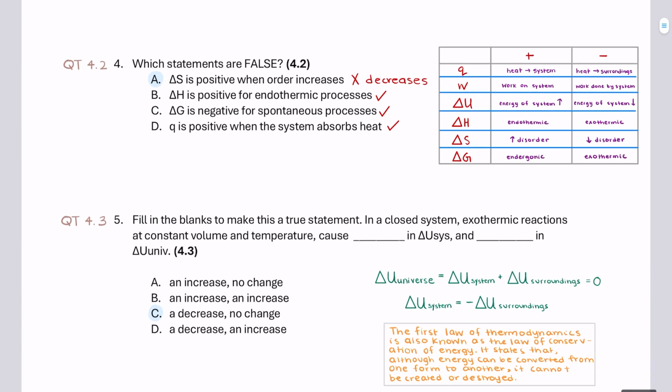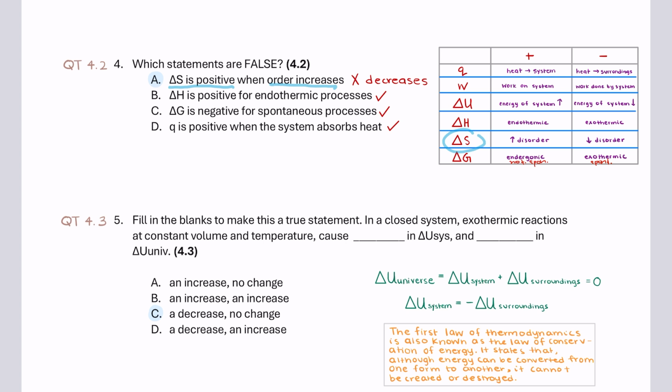Let's tackle problem 4 now. Problem 4 says which statements are false. Let's work through each option carefully. A says delta S is positive when order increases.